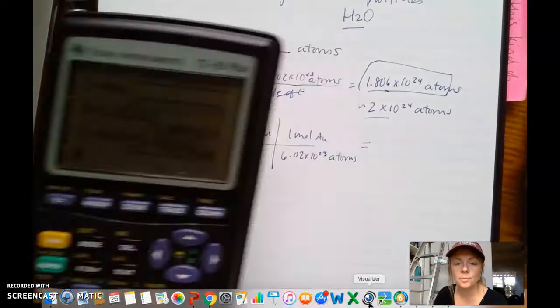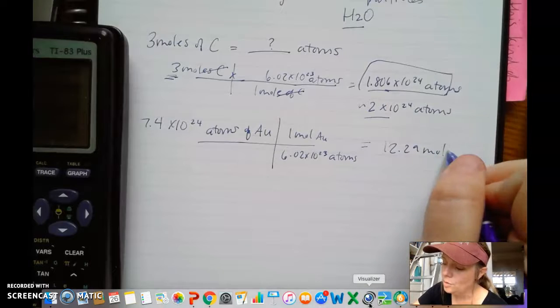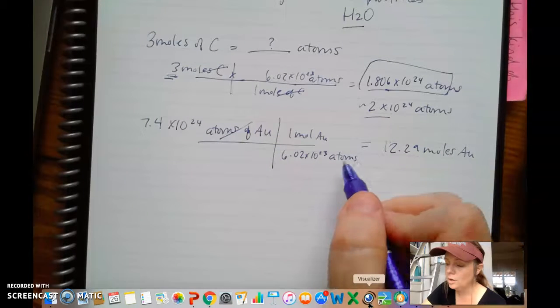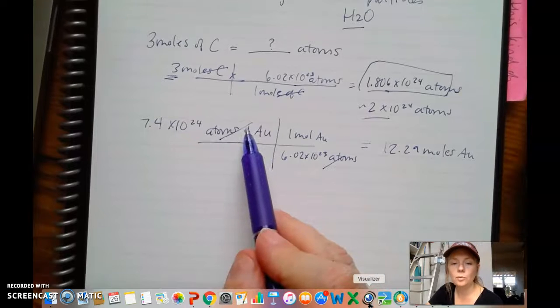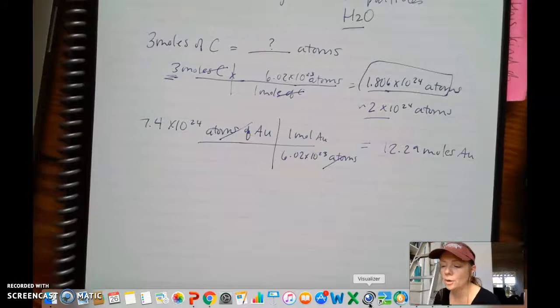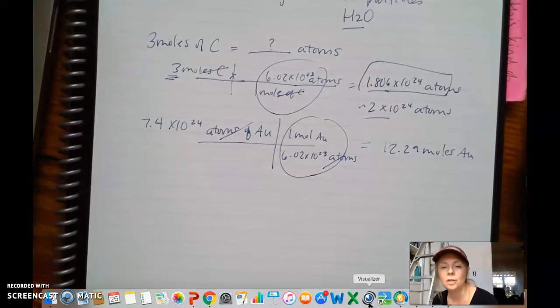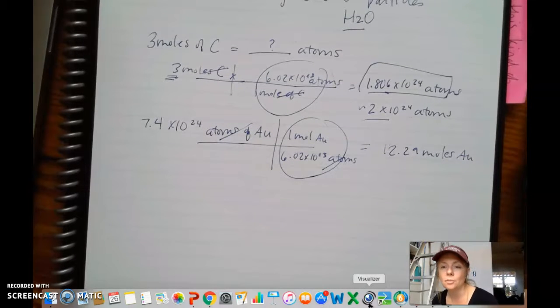All right, so this gives me 12.29 moles of gold. And let's look at our units here. Atoms of gold on top, atoms of gold on bottom, and we did 7.4 times 10 to the 24th times 1 divided by Avogadro's number. We didn't show the times 1. This is our conversion factor: 1 mole has 6.02 times 10 to the 23rd pieces. I can use that this way or this way, depending on what I'm starting with. Pay attention to your units, label everything, and you should get the right answer.